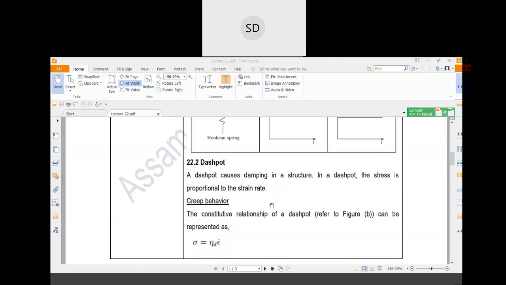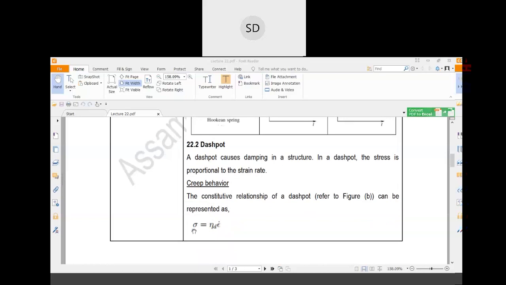In the spring, your stress is proportional to strain, but in the case of the dashpot your stress is proportional to the rate of strain, whether the rate is increasing or decreasing, or whether there is a constant rate. So basically the rate of strain is constant here. So in such cases, your creep behavior is when stress is constant.